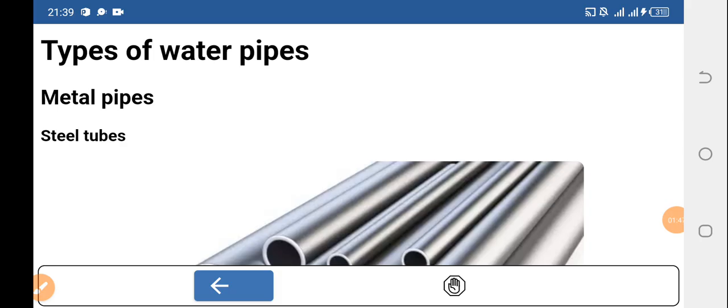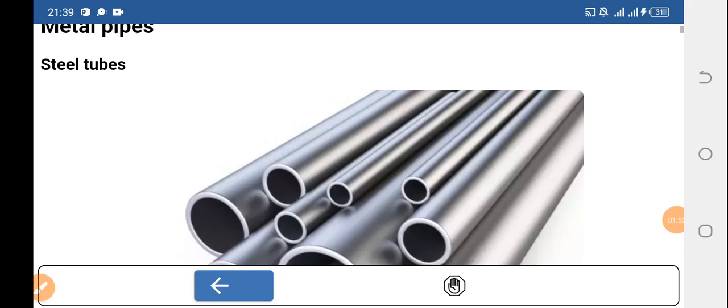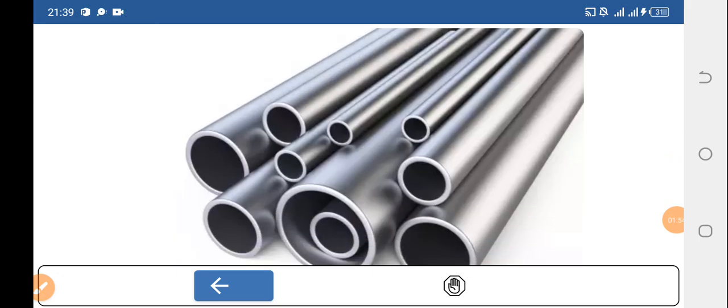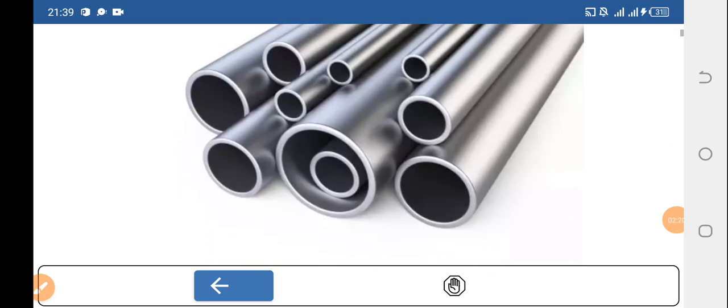So last week we talked about the steel tubes, and I showed you an example of steel pipes. As you can see, it looks very clean and shiny, showing that this material is not a corroded material because it is treated, and it can be used to supply water, also to supply gas and other products.